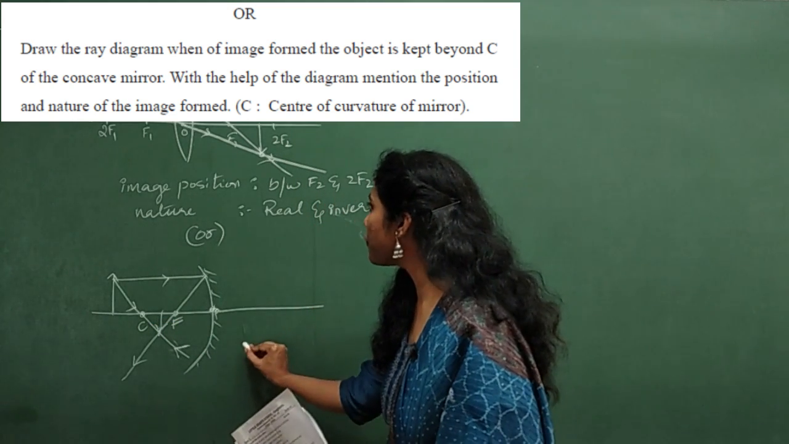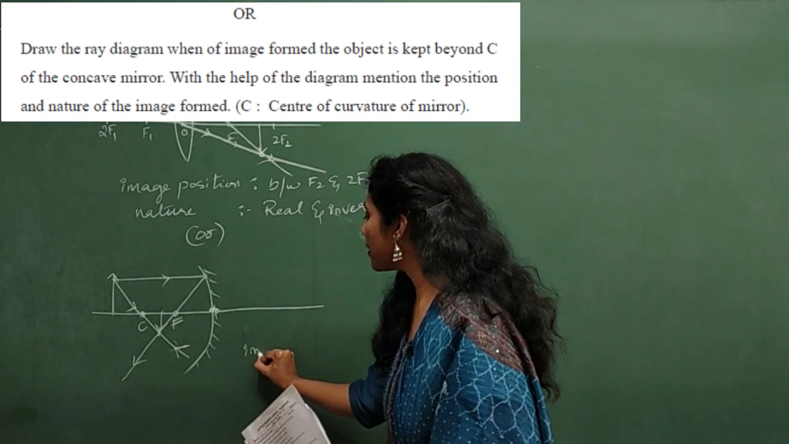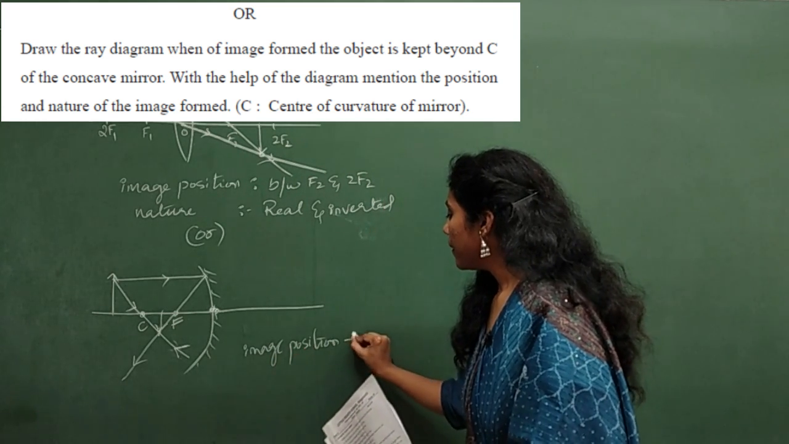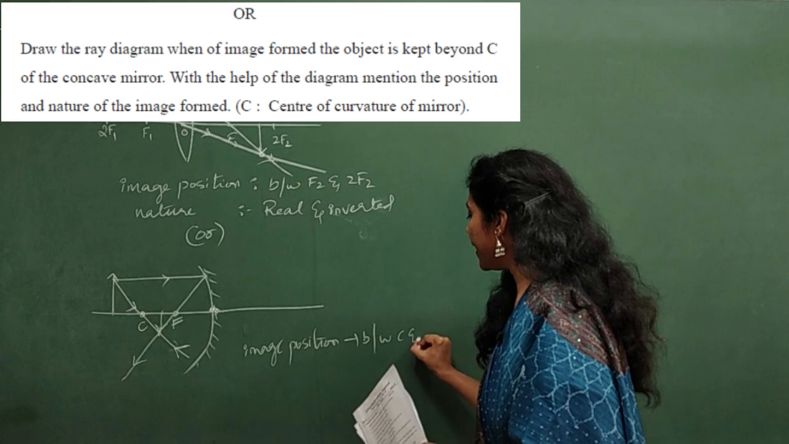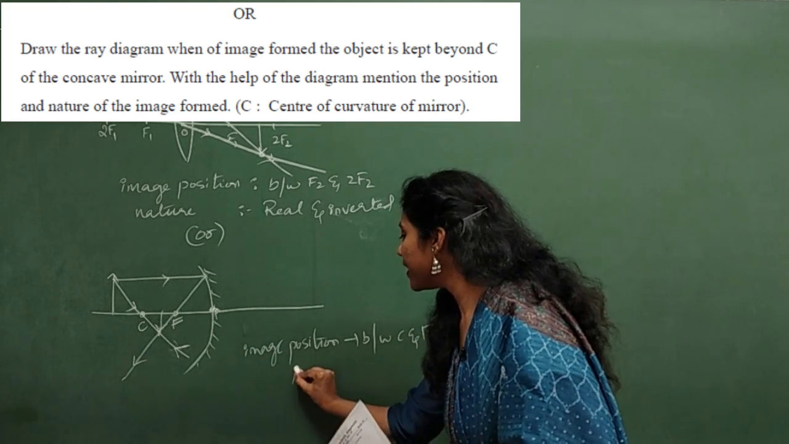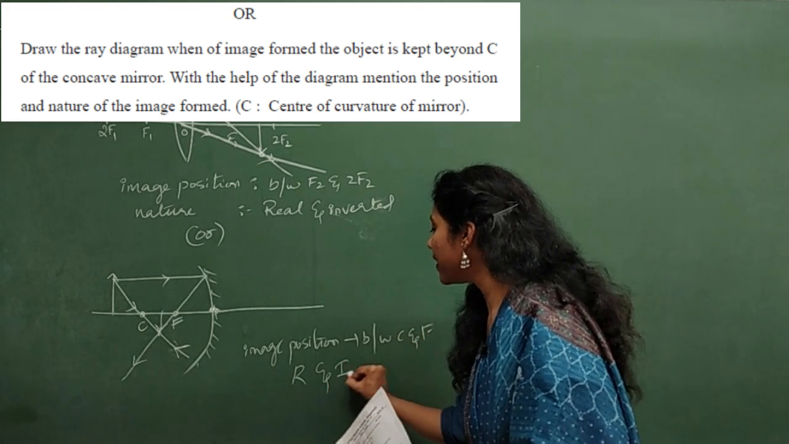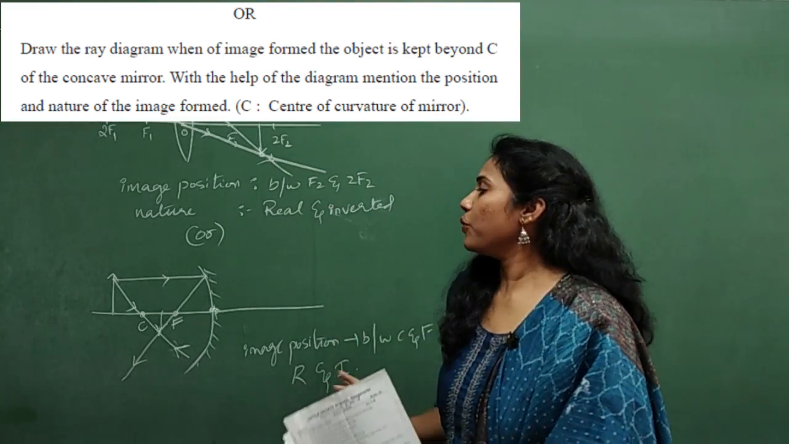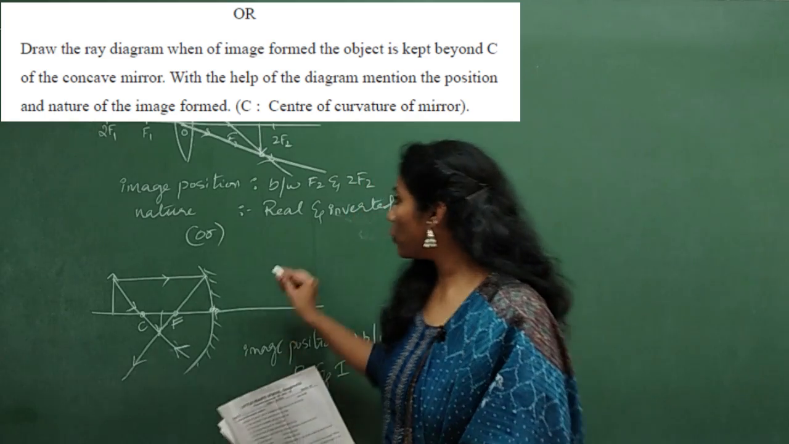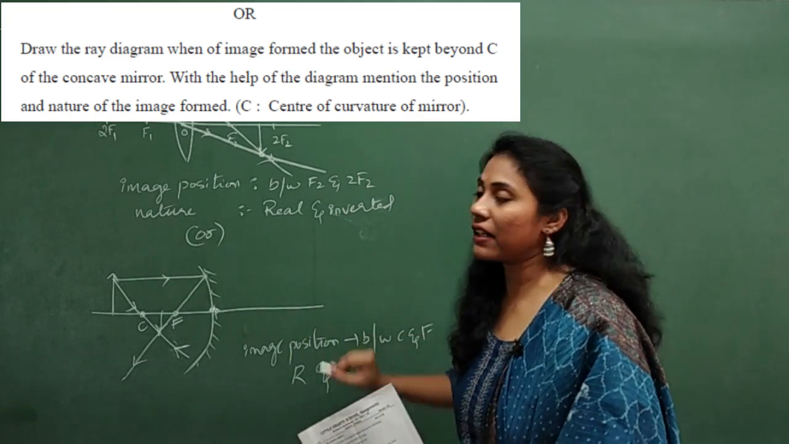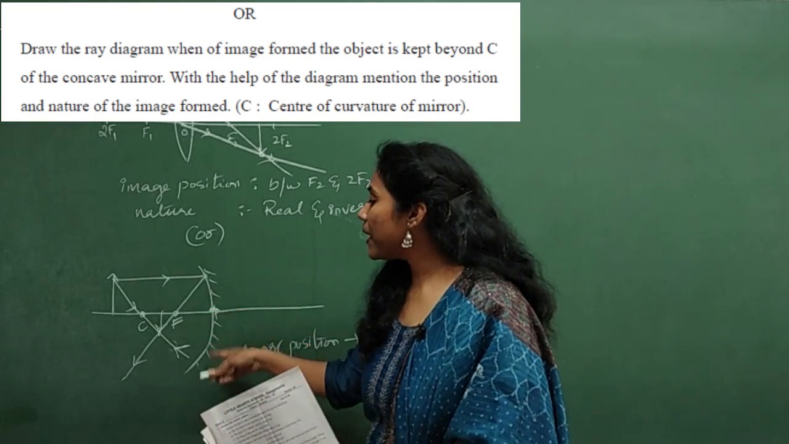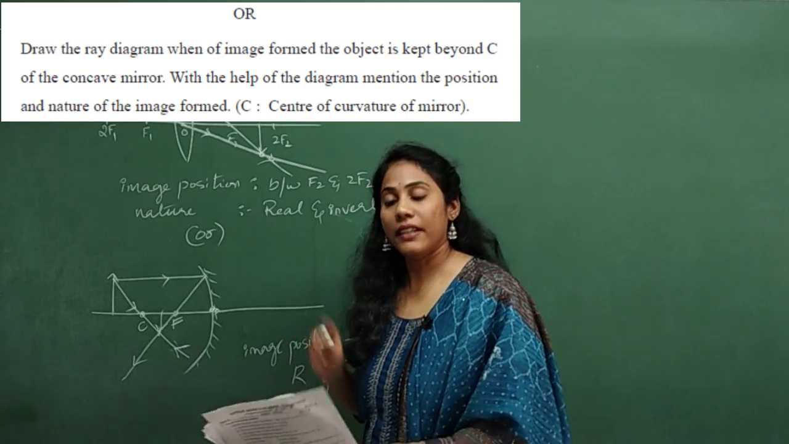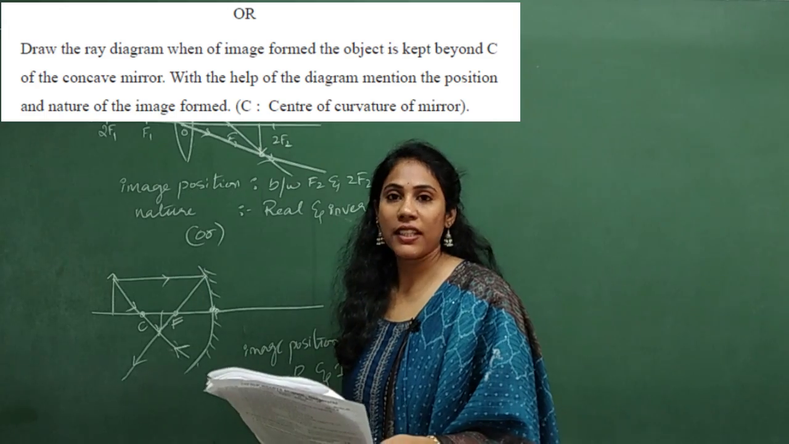So where is the image formed? Image position is between C and F. And what type of image? Even here it is a real and inverted image, right? So either this or this you can neatly draw and show them, and don't forget to mention these points, they carry marks. Clear? And showing the arrow mark is also as important as drawing the ray diagram. Clear? So that is all about the 9th question, guys.